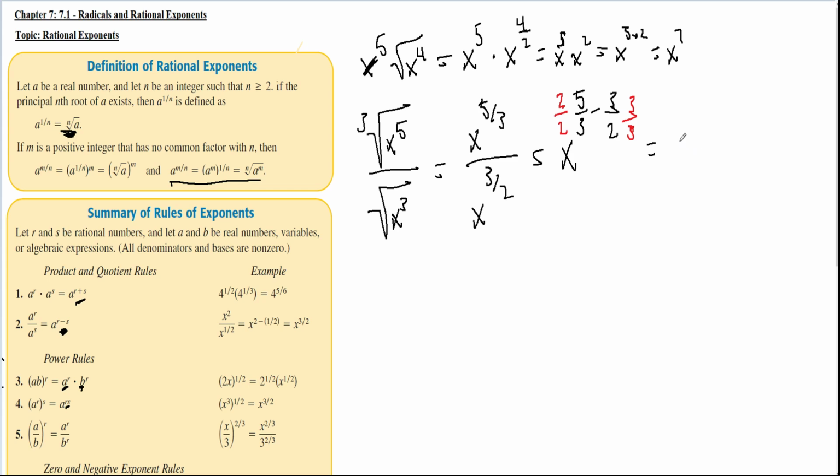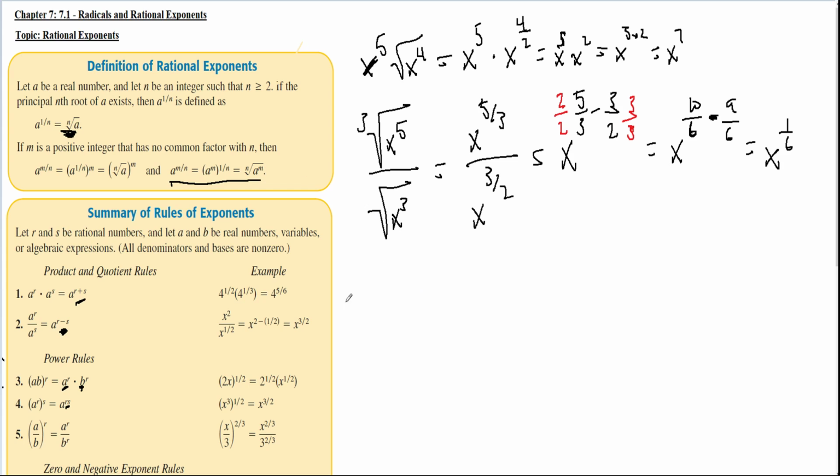So 2 times 5 is 10, and 2 times 3 is 6. So I have x raised to the 10/6 power subtracted by 3 times 3, which is 9, and 2 times 3, which is 6. So I have x raised to 10 divided by 6 minus 9 divided by 6. And since I have the same denominator now, I can just subtract the numerators. So 10 minus 9 is 1. So I have x raised to 1 divided by 6, or x raised to the 1/6 power.